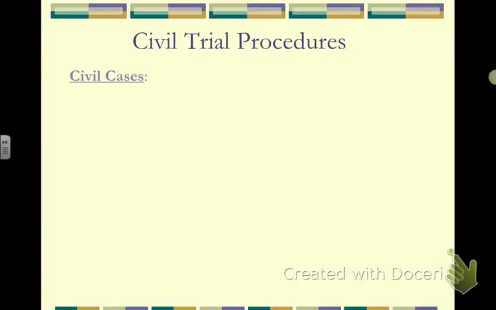We're going to look at trial procedure. These are the steps that you go through if you're initiating and going through a trial process on a civil trial, not a criminal trial. There's slightly different procedures for civil trial versus a criminal trial. Today, what we're going to focus on is the civil trial side.